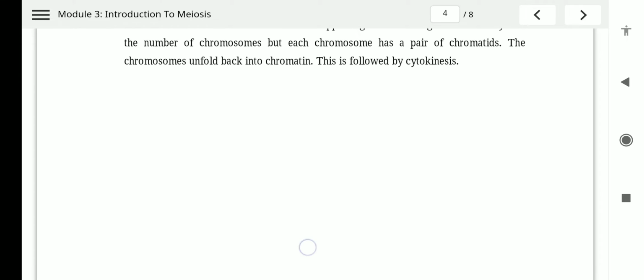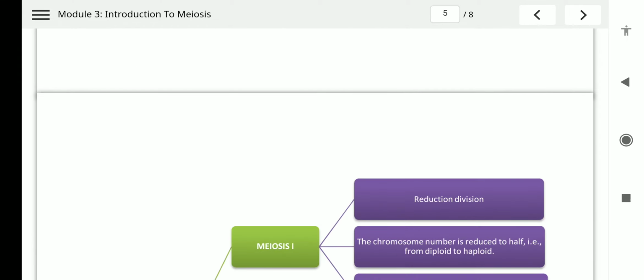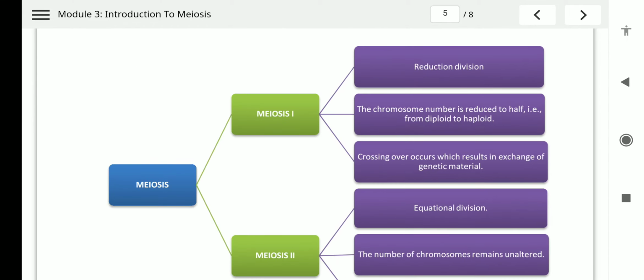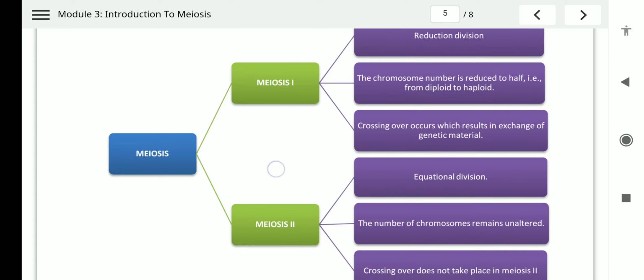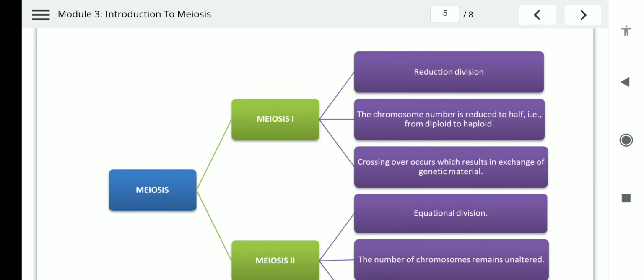The next step is called meiosis 2. First, the main events in meiosis 1. It is a reduction division, where the number of chromosomes is reduced to half, from diploid to haploid. Crossing over occurs, which results in exchange of genetic material. So these are the important events in meiosis 1.